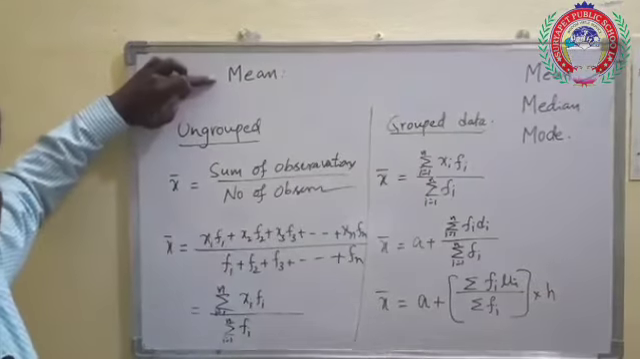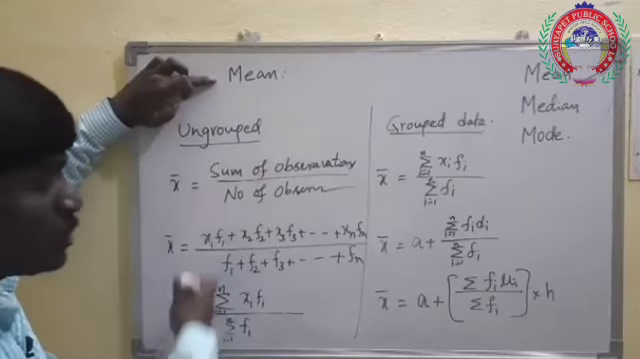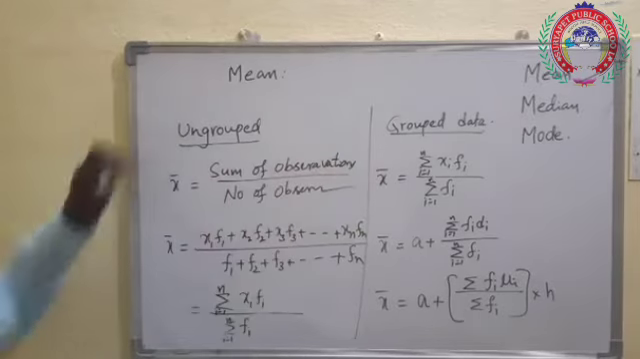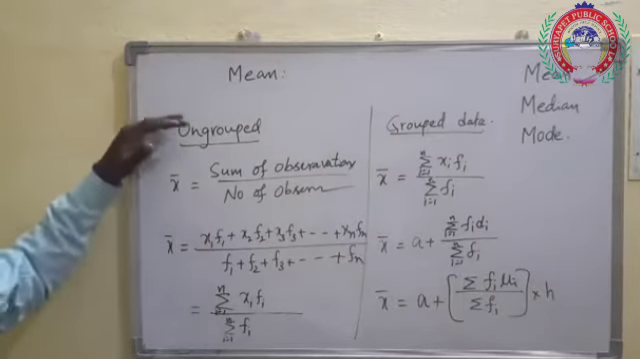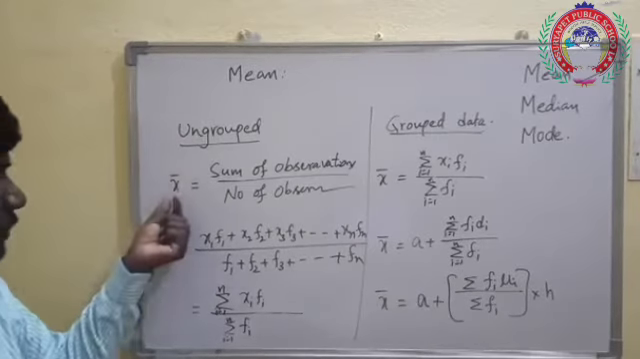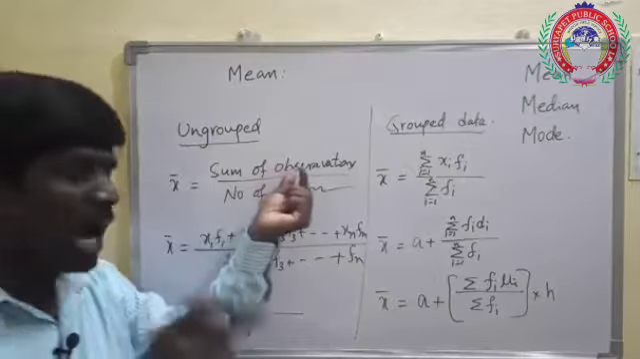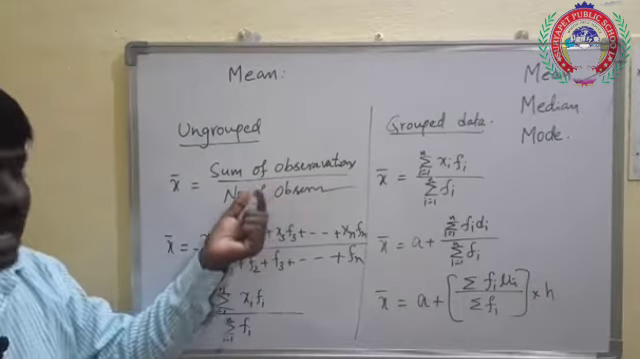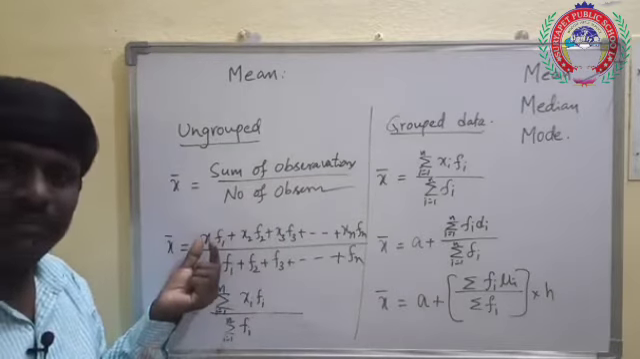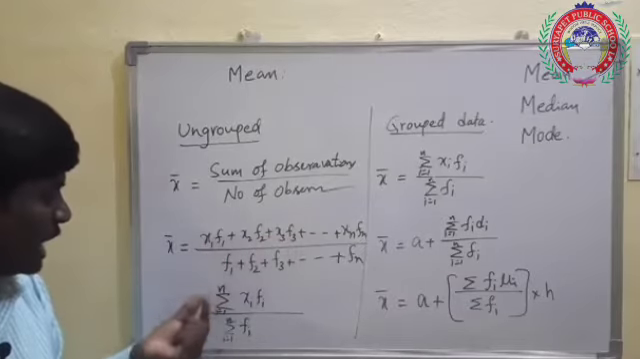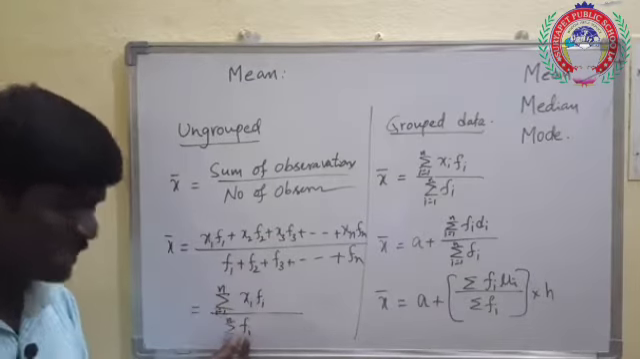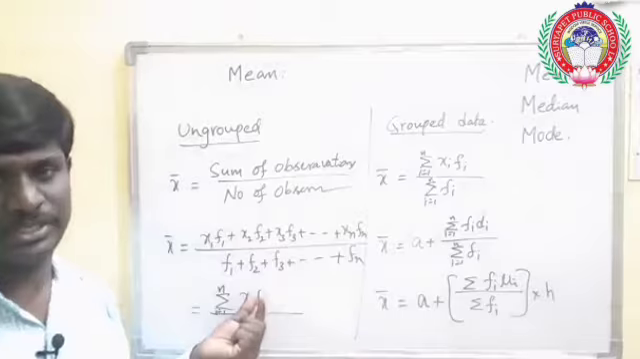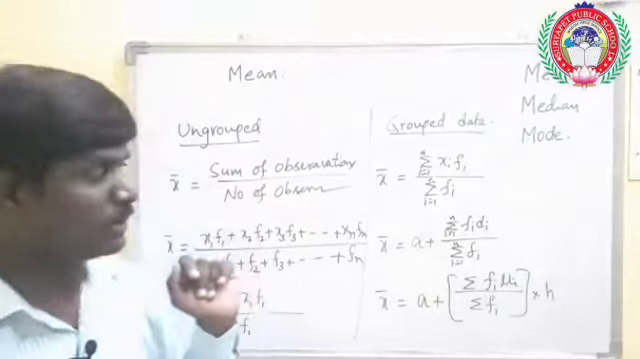We know that data will be of two types. One is ungrouped or unorganized. Second one is grouped or organized data. When data is ungrouped, then the formula to find mean is sum of observations divided by number of observations. In data, along with observations, if their frequencies are also given, then this is the formula: sigma xi fi whole divided by sigma fi, where xi is observation and fi is its frequency. Okay friends, this is about ungrouped data.